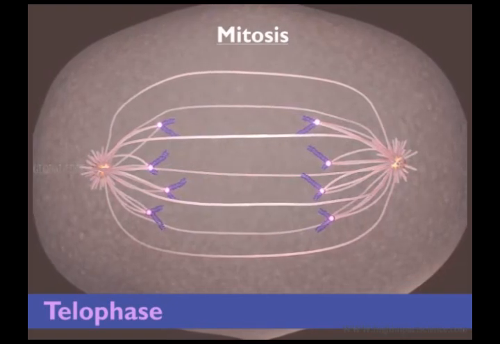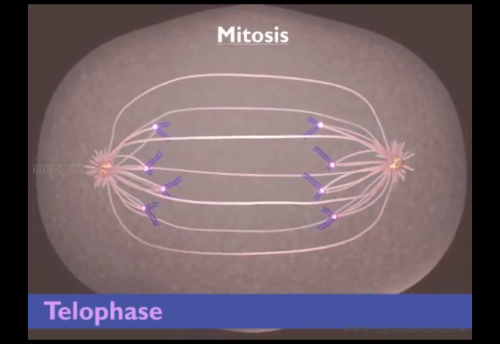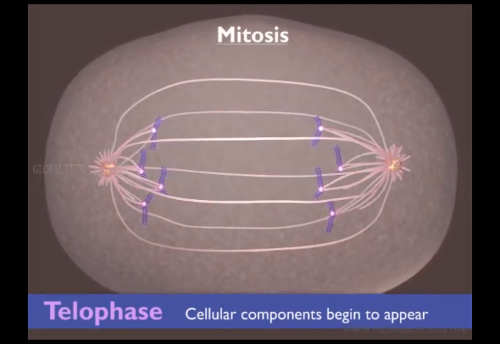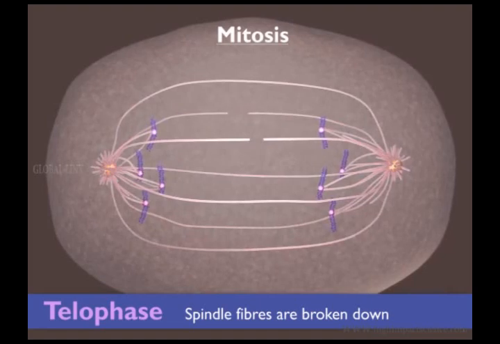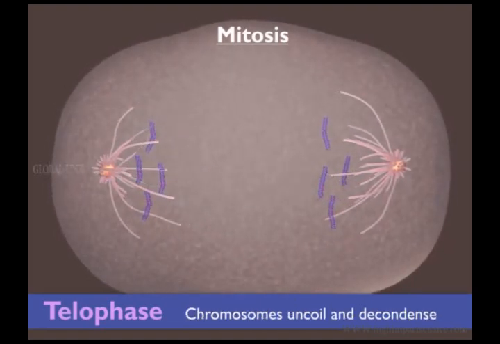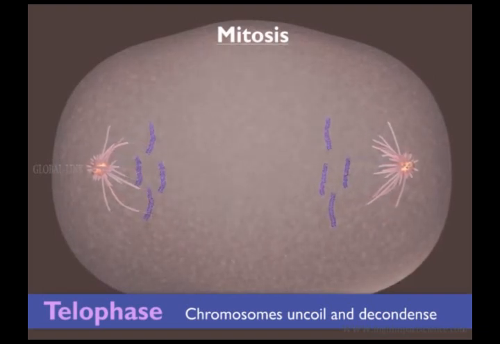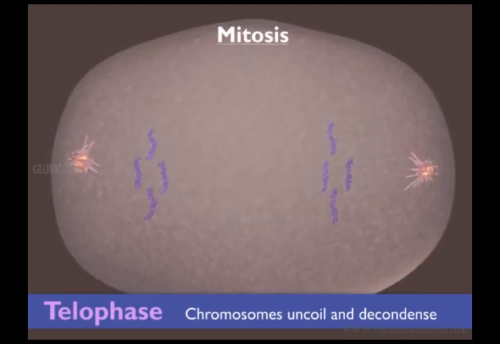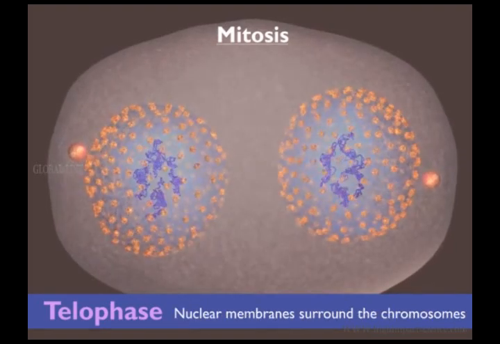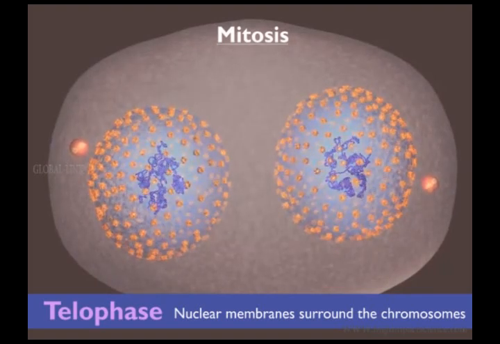Telophase is the final stage of mitosis. At this stage, the components of the new cells begin to appear. The spindle fibers are completely broken down. The chromosomes uncoil and return to an uncondensed state. A new nuclear membrane surrounds each set of the chromosomes at the poles of each cell.